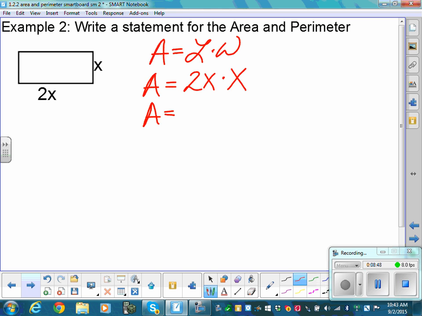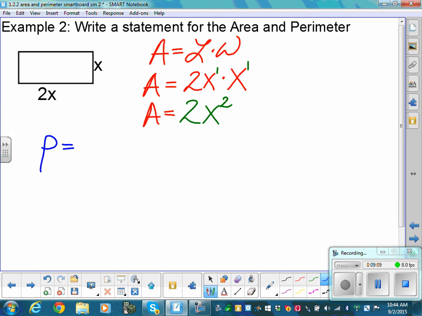Okay, when you multiply the same base, what do you do with the exponent? You add them. So the exponent on x is 1. When you multiply the same base, you add the exponents. So what's our area? 2x squared. Good, 2x squared. We added those exponents. Very good. Moving on to perimeter.